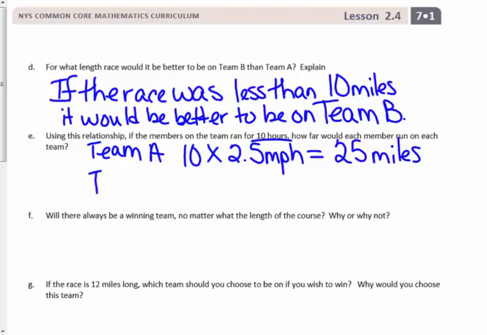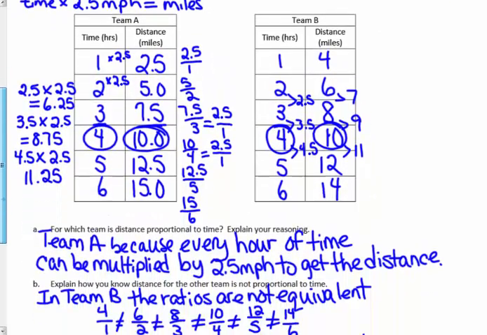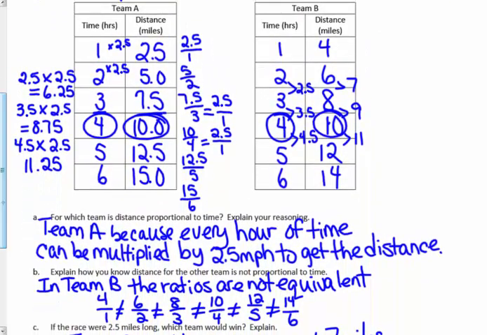Team B would be, what would Team B be? How would I figure it out for 10 hours? I don't want to make this table. Each hour after the first, they run 2 miles an hour. So for the first hour, they would have 4. To get all the way up to 10, I would have to go 9 more hours times 2 miles every hour. That would give me 18, plus that 4, they would be at 22.